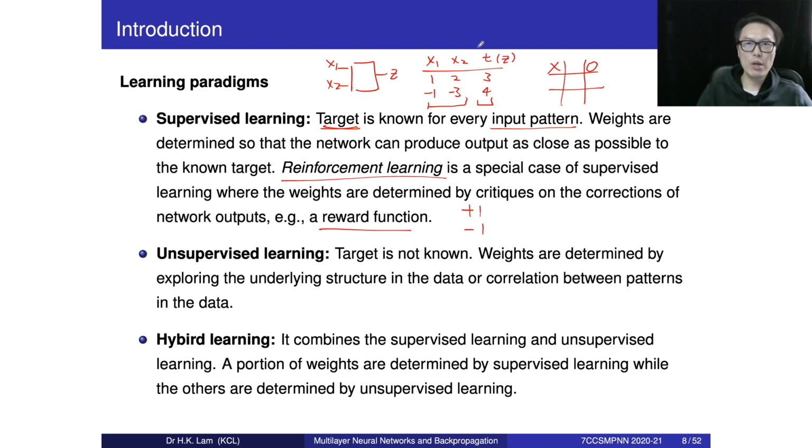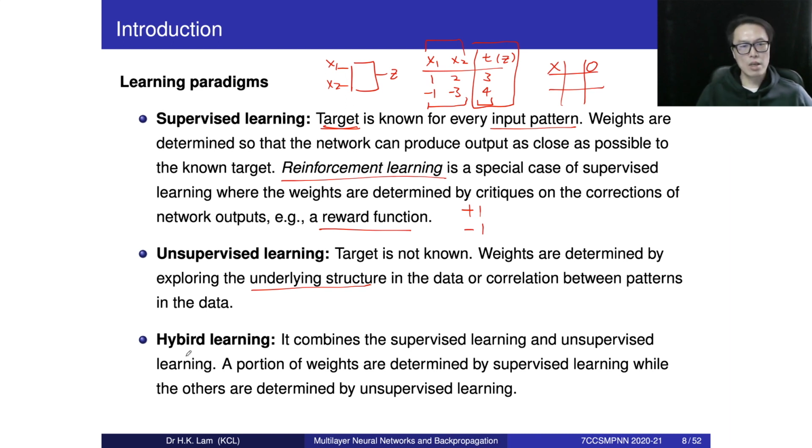Unsupervised learning means we will not provide the target value. We just present the input pattern into this neural network so that it is going to learn the underlying structure. For example, clustering is one example. We will not tell which sample belongs to which class. The neural network determines and tells us which class that sample belongs to.